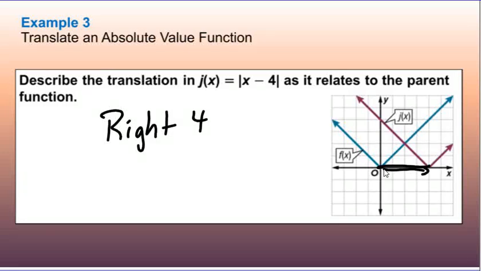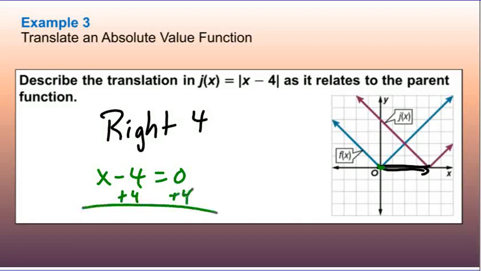Now, if you didn't have the graph itself, how could you determine that? Well, if I take what's in the absolute value, x minus 4, and make that equal to 0, because the parent function's vertex is at 0, and I add 4 to both sides, you can see that x equals 4. So that means I moved 4 to the right of 0.